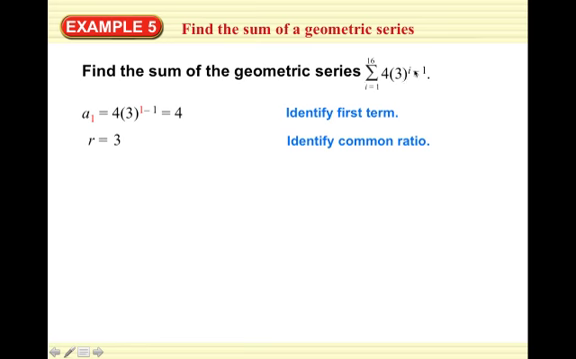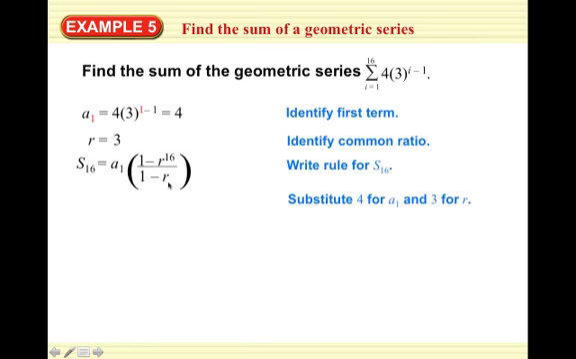And so it's 3. And now we're going to write the rule for S16, the sum of the first 16 terms, because that's what we're told that we want. We want i equals 1 to 16, so we want the sum of the first 16 terms. It's going to equal the first term times 1 minus r to the 16th power over 1 minus r. So let's substitute in 4 for a1 and 3 for r. And we're going to have 4 times 1 minus 3 to the 16th over 1 minus 3. We'll evaluate that with our handy-dandy calculators. And we get 86,093,440.